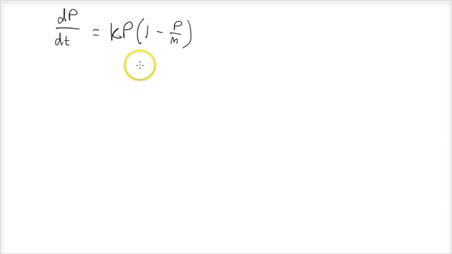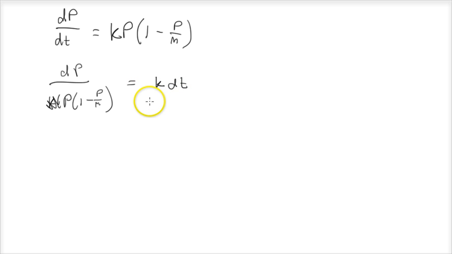So we're going to separate this derivative, and we are going to isolate the p's and the t's on one side. So we're going to get p times 1 minus p over m down there under the dp, and we're going to get k dt on this side because that's the only t.